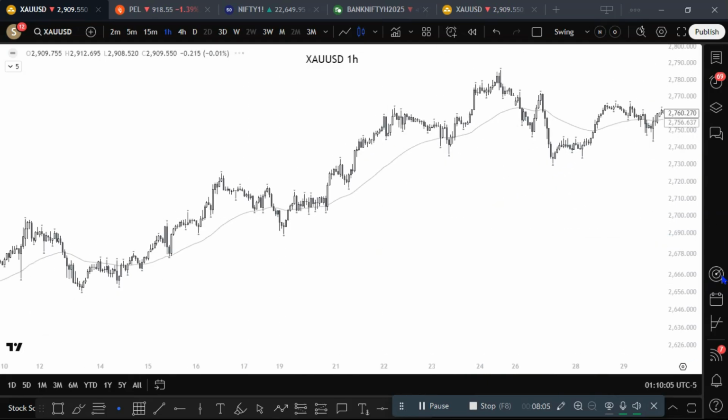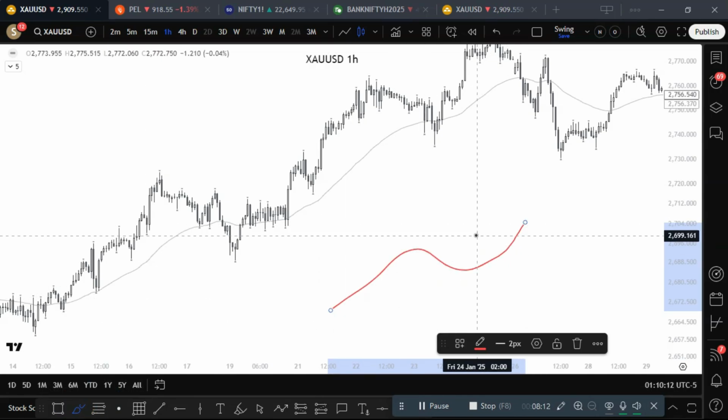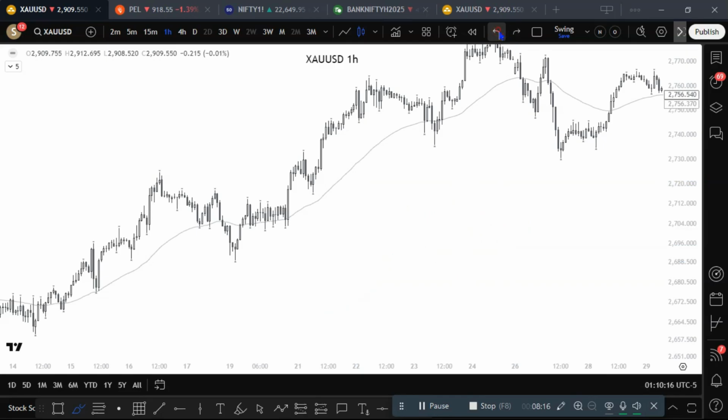So here we have again the 50 EMA is rising. When the 50 EMA is rising, simply you will look for buys. When the 50 EMA is declining, simply you will look for sells. Easy guys, you don't need any kind of nonsense.